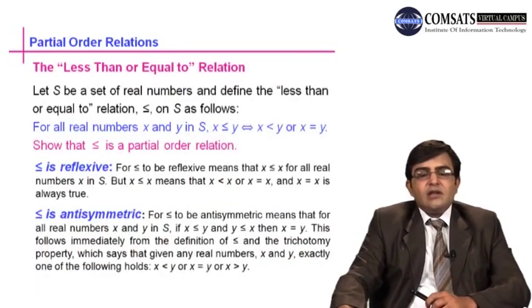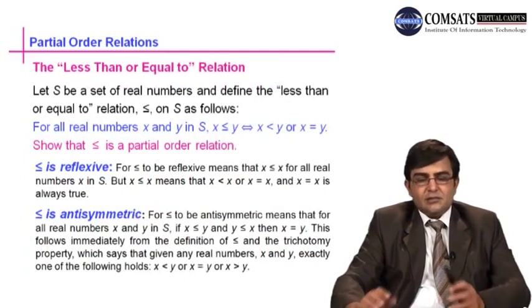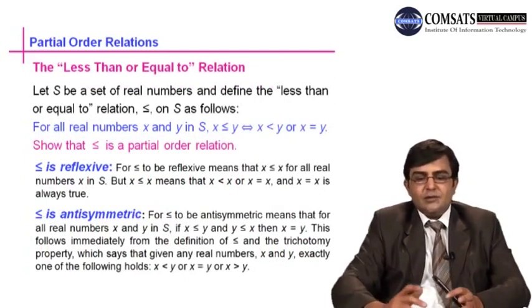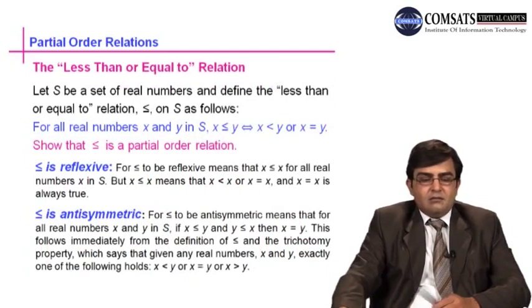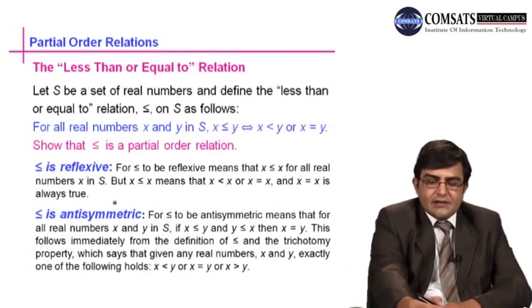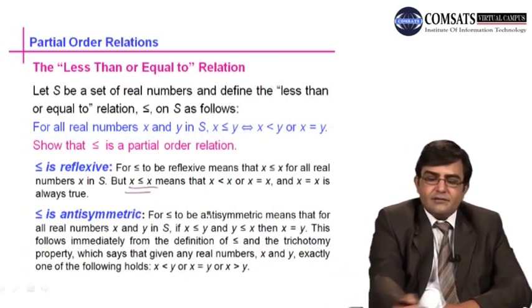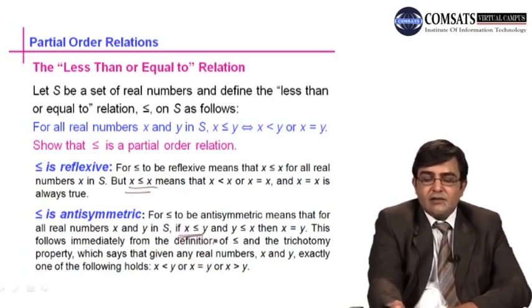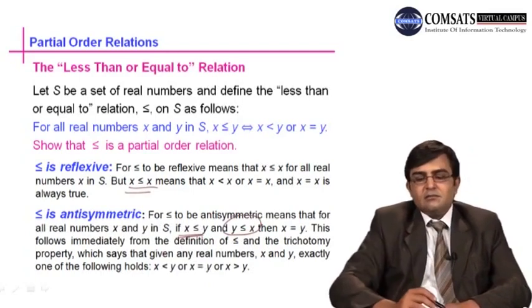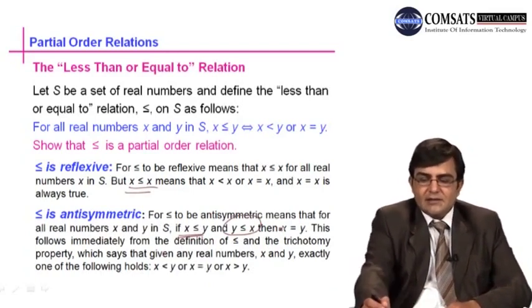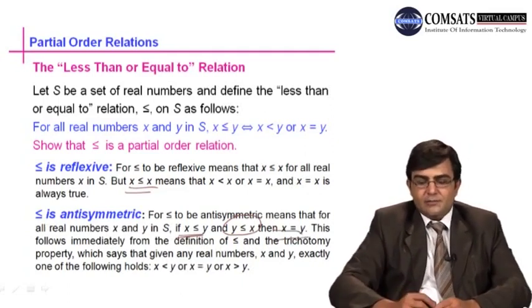The less than or equal to relation is also a partial order relation. You can prove it easily. Every integer is less than or equal to itself. If x is less than or equal to y, and y is less than or equal to x, then x is equal to y.